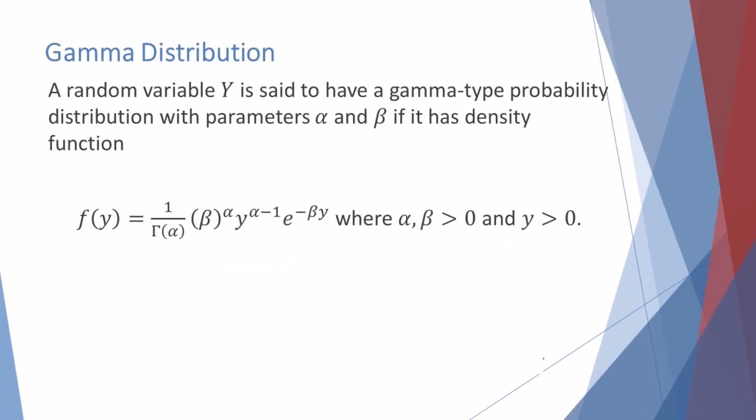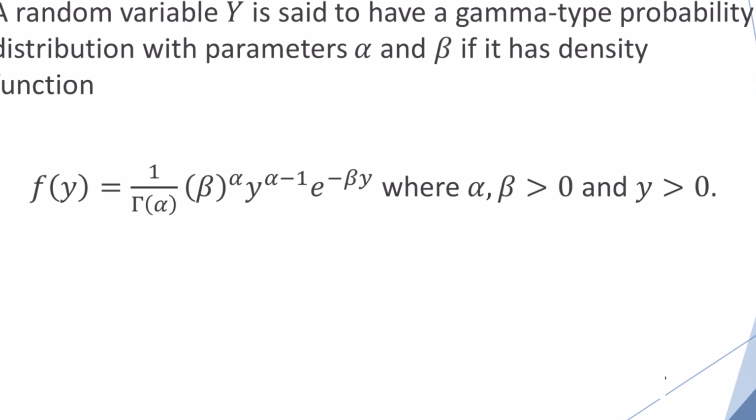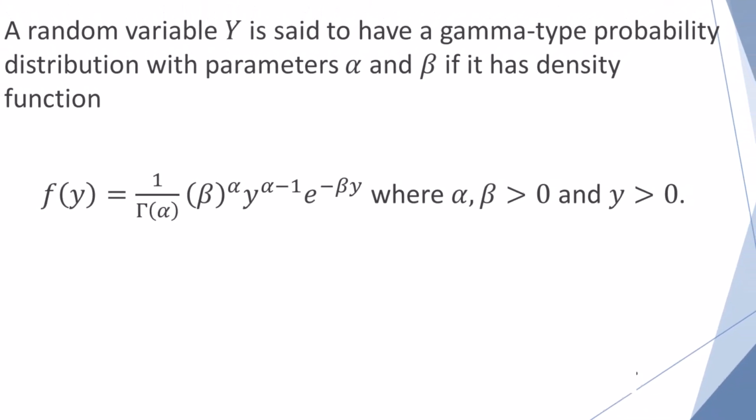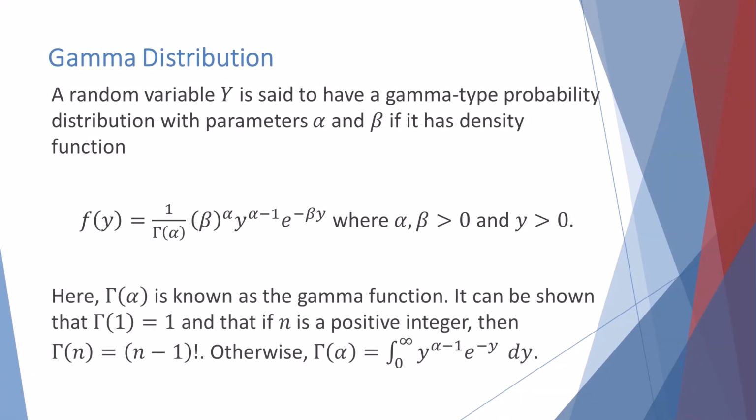The gamma distribution has two parameters, alpha and beta, and it has a density function given by f of y equals 1 over gamma of alpha times beta raised to the alpha times y raised to the alpha minus 1 times e to the negative beta y. Here, alpha, beta, and y are all greater than 0. The quantity gamma of alpha is known as the gamma function, and it can be shown that gamma of 1 is equal to 1, and that if n is a positive integer, then gamma of n is equal to n minus 1 factorial. Otherwise, it's defined as gamma of alpha equals the integral from 0 to infinity of y to the alpha minus 1 times e to the negative y.